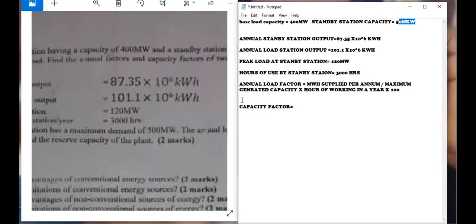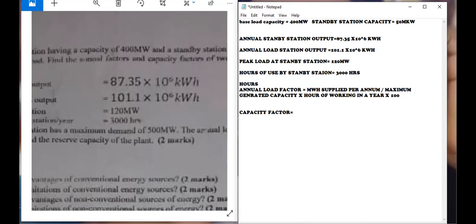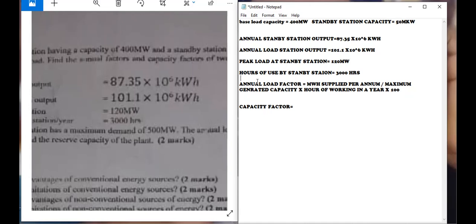Now, the hours of working in a year, how do we calculate it? They are giving us the hours of working in a year already here as, I think that is 3,000 hours. So we use that value, the one given to us, 3,000 hours. So I think we have everything we need to calculate. We have all the values here.